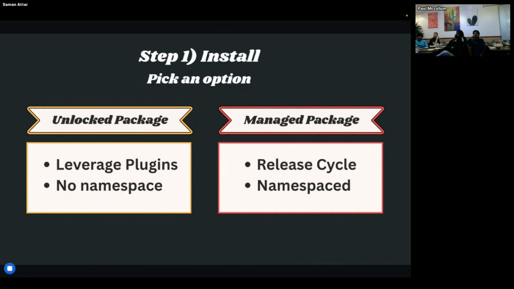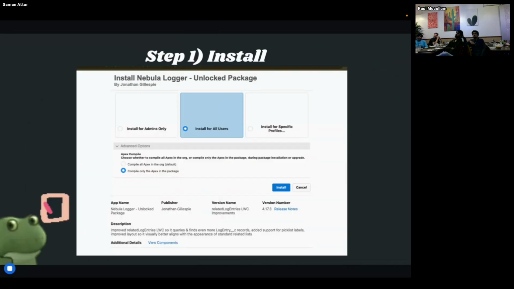Managed packages follow a release cycle, so they only update three times a year during spring, summer, and winter. And it is namespaced, so you won't be able to see their code, and that might be a good thing for you, it might be a bad thing for you. Ultimately, the code is on GitHub, so you can always look at it.